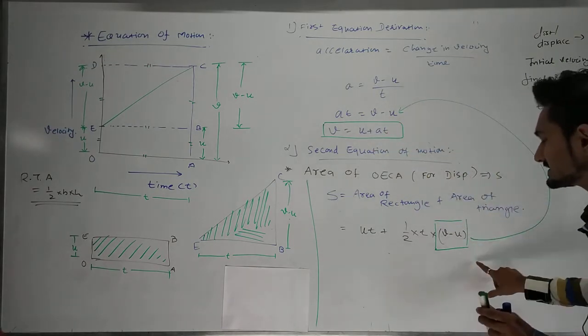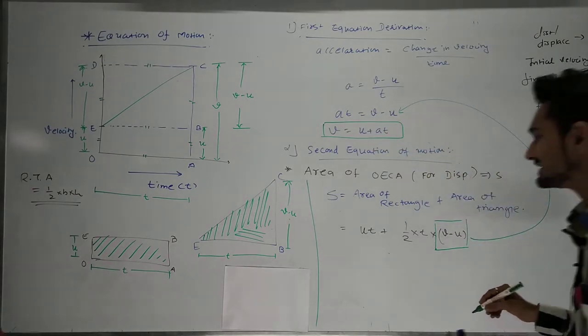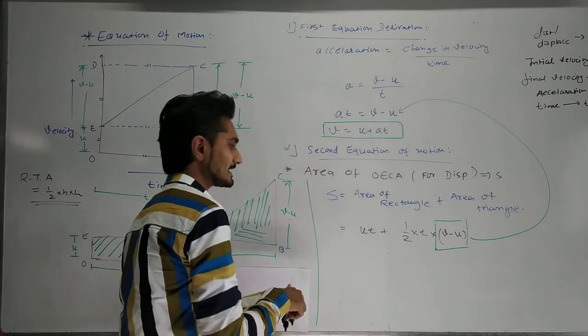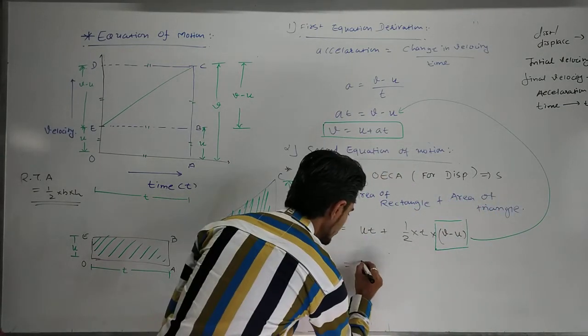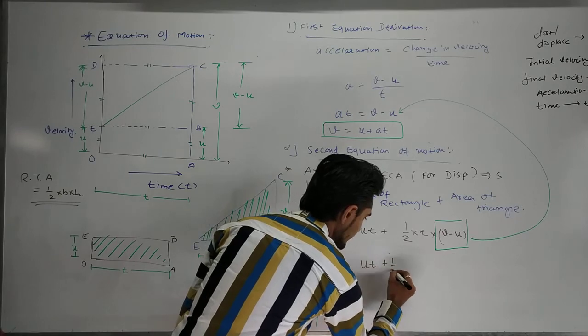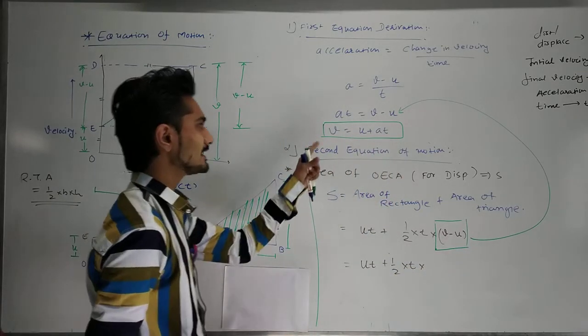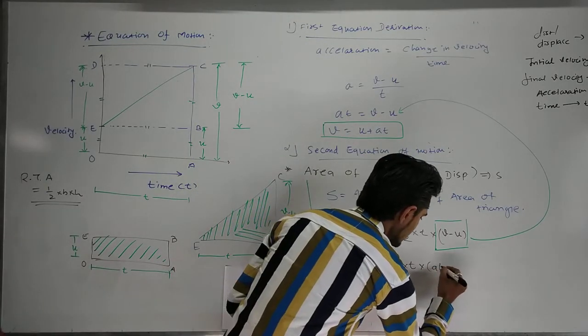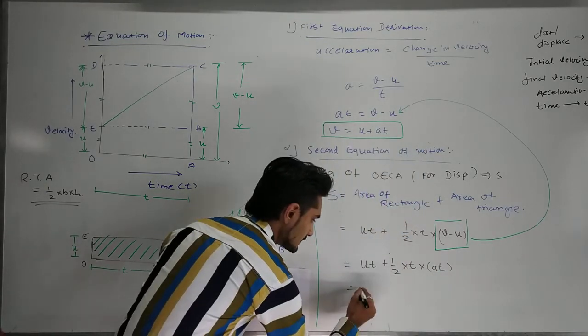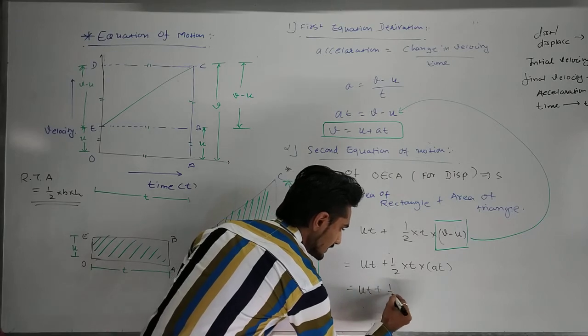So if I replace the V minus U with the AT, then it gives us the equation like that: UT plus 1 by 2 into T, where V minus U will be replaced by AT, and that gives us the UT plus 1 by 2.